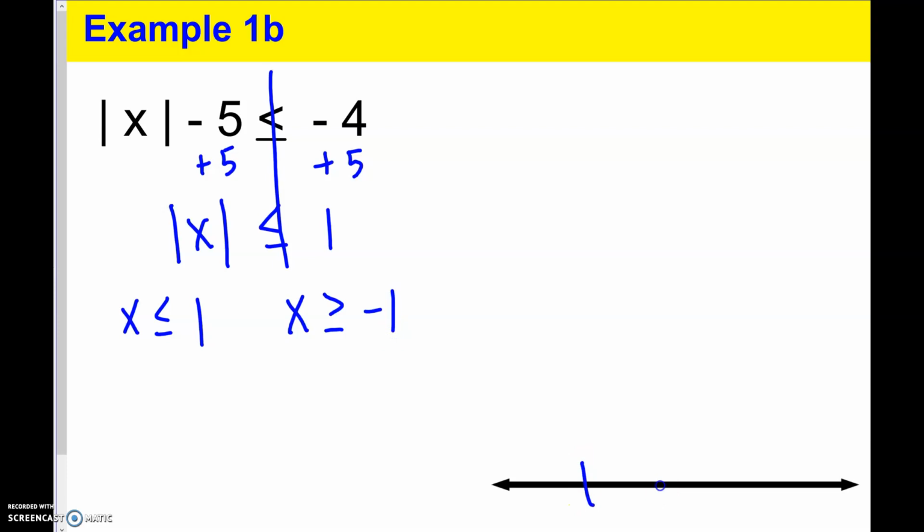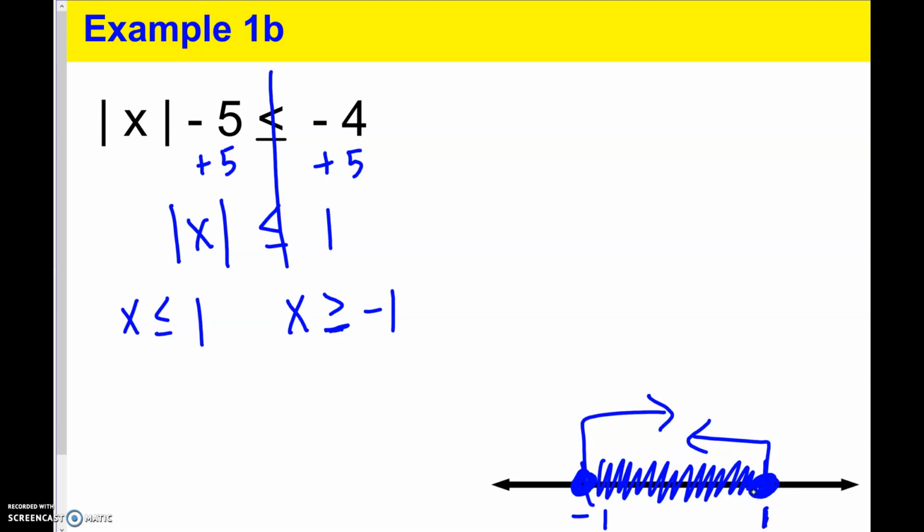So when we graph these, it looks like I have a negative 1 closed circle because it has this line underneath it, and we're going to shade to the right. And in the other one, we have a closed circle at a positive 1, and it says any number is less than, so we're going to shade to the left, and then we shade between here. Okay, it's kind of like an and. When it's less than, it's kind of like an and problem that we were doing, and we shade between.